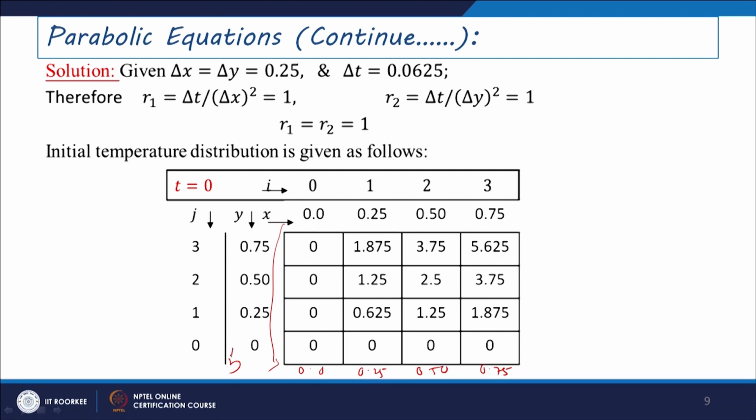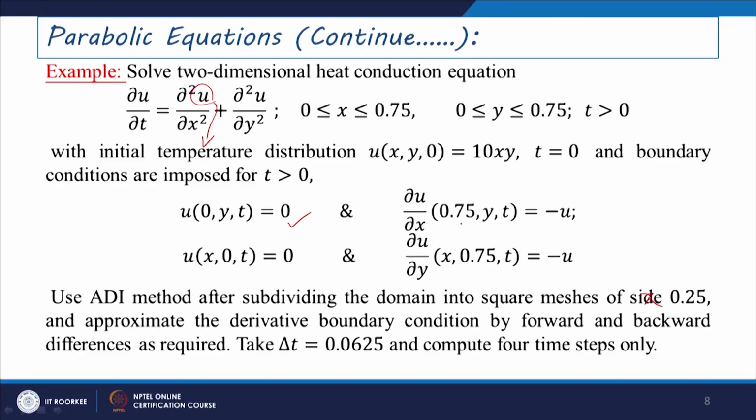So, y is just varying in this direction and x is varying in this direction here. For compatibility you can use this direction or the specified direction, it is just given in the slides. And the boundary condition is specified as follows: at x equals 0 it is given as 0 here, and at the last boundary x equals 0.75, the normal derivative equals minus u, or del u by del x equals minus u.